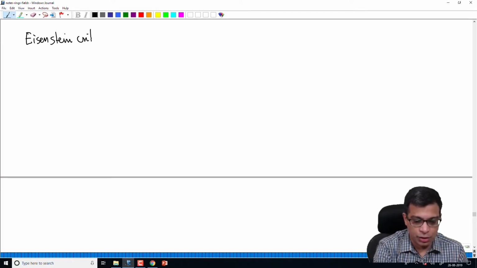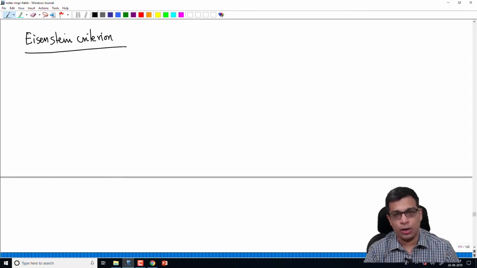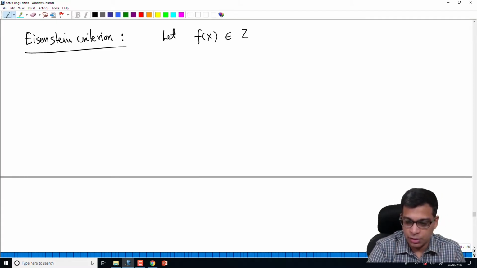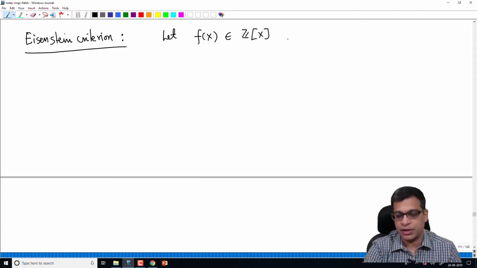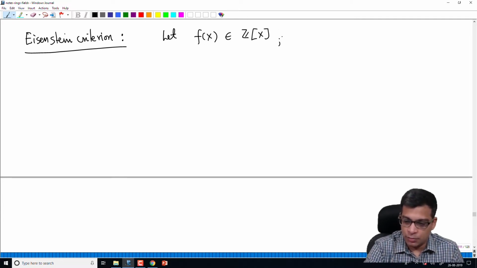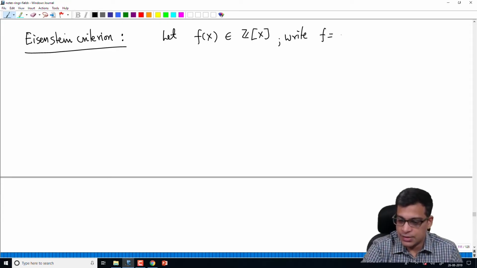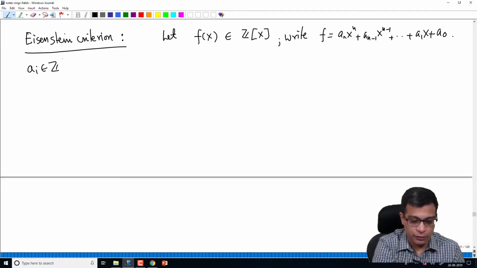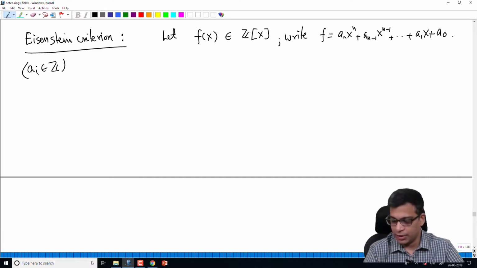It's a very useful method to check if a given polynomial is irreducible or not. It does not always work, but it works often, and it's very useful to conclude irreducibility. So let me just go ahead and write the criterion first. Let f be a rational integer polynomial. Write f as a_n x^n + a_{n-1} x^{n-1} + ... + a_1 x + a_0. Since it's an integer polynomial, we of course know that the coefficients are integers.